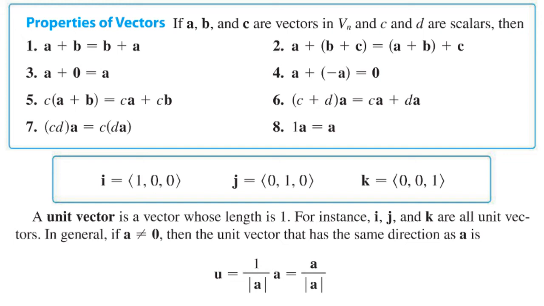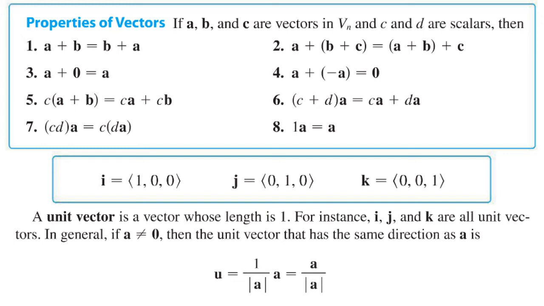And C and D are scalars, then if you add 2 vectors, it doesn't matter what order you do them in. If you add 0 to the vector, it doesn't change it. If you group them together, it doesn't matter if you do B plus C first and then add A, or if you do A plus B first and then add C. If you add the negative of the same vector, you'll get the 0 vector. If you do a scalar, it doesn't matter if you put the scalar on each one first or add them first. And all of these properties are things that you've heard about with just numbers anyway.